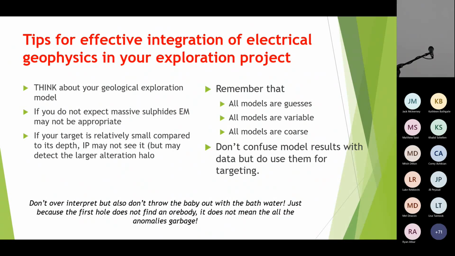And remember that models are guesses. They're variable and they're very, very coarse. Don't confuse the model with the data, but do use them. Also, don't drill a single anomaly in your model and go, that's it, we've tested the geophysics. You drill more than one hole. There will usually be multiple anomalies. Just because one hole hits disseminated sulfides doesn't mean that the rest are going to be.